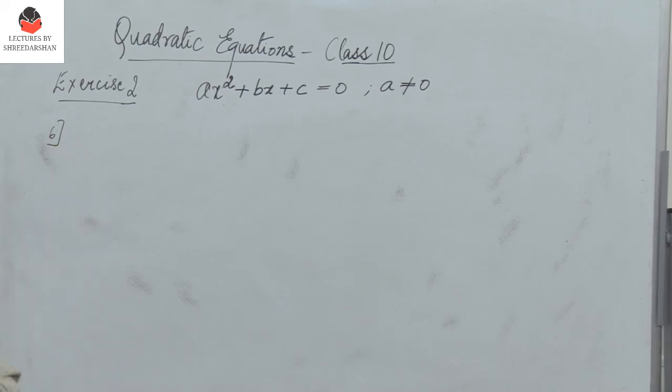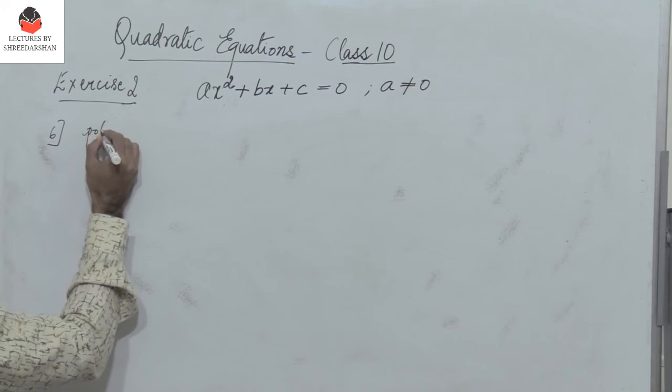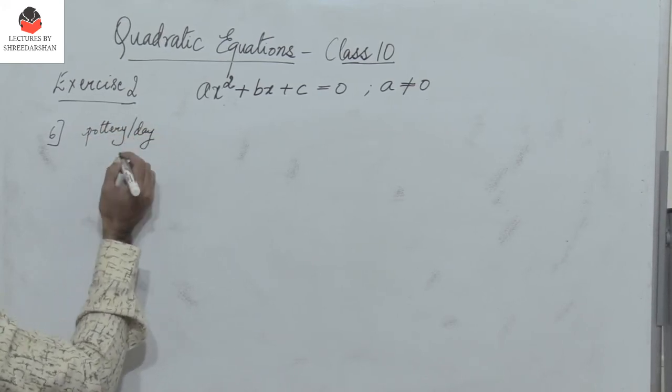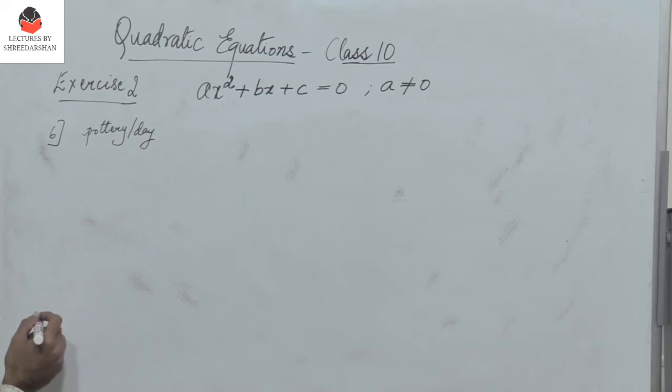Problem 6 is very similar to the previous problem what we did, that is the cottage industry problem. So here again there's a cottage industry which makes pottery per day, right? You make different kinds of articles. So on a particular day, the cost of production was 3 times more than twice the number of articles produced that day.